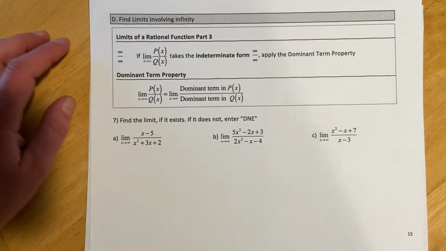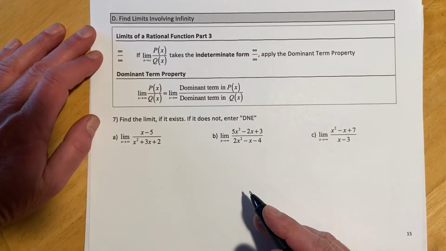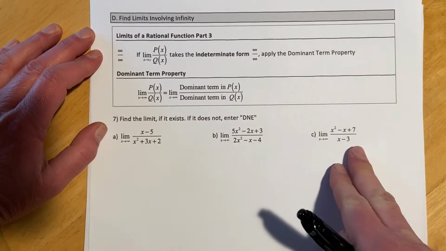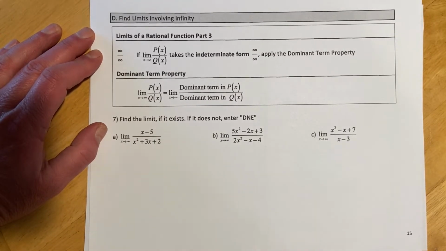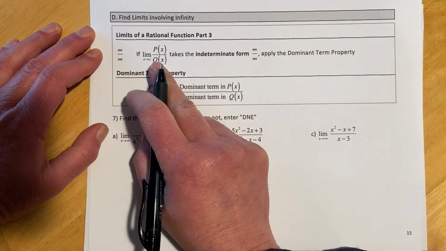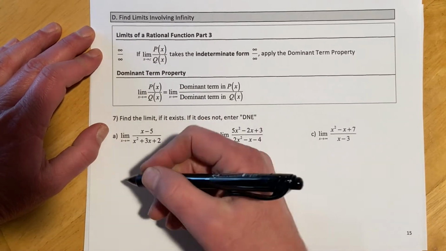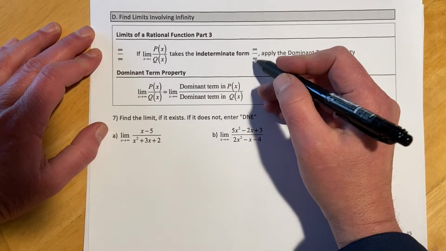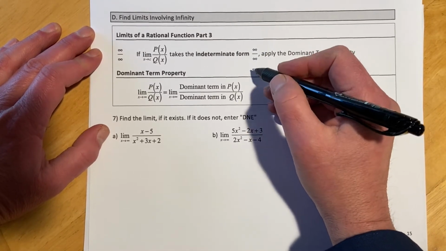Hey everyone, this is the third video of 3 on limits, and this is where the limits are going to involve infinity, the more algebraic version versus the graphical version that we looked at earlier. So this is going to be problems where, when we try to take the limit by plugging in a value, we end up with something that comes out infinity over infinity.